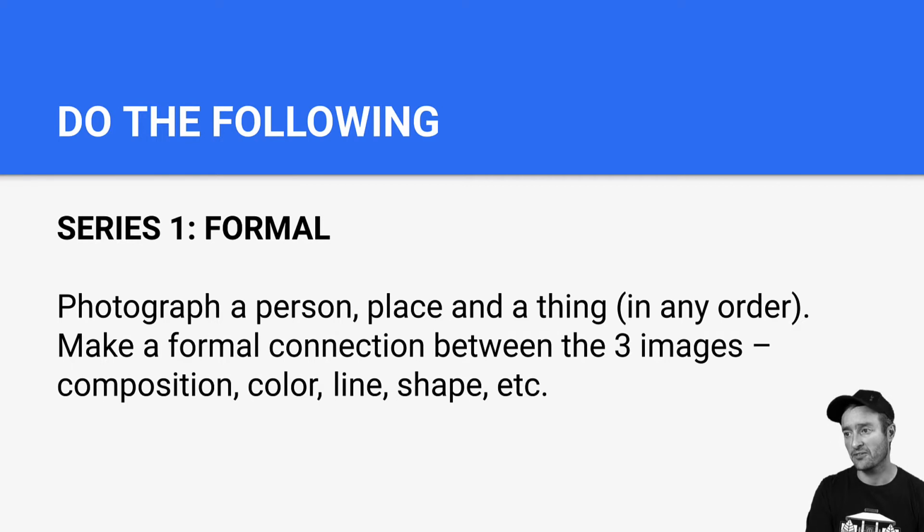Again, you're going to photograph a person, place, and thing in any order, and you're going to make formal connections between those 3 images. So for example, you might create a type of composition that is similar with all 3 images. You might have a color that is unique that carries through each one of those images that connects the 3. I've had students in the past create a horizon line and have that carry throughout each of the 3 images. You might have a similar shape that carries throughout the 3 images.